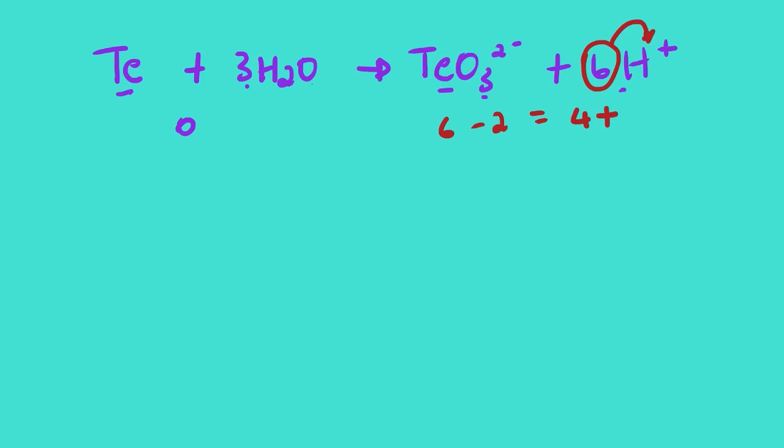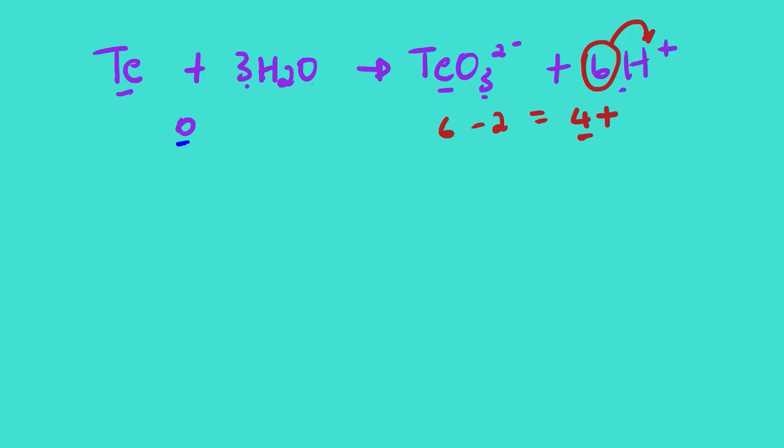So we need to balance the charges. We must have equal charges on both sides. So in order to neutralize 4, we need to add electrons on the right hand side. Remember that we want to obtain 0. We want to obtain the lowest charge.